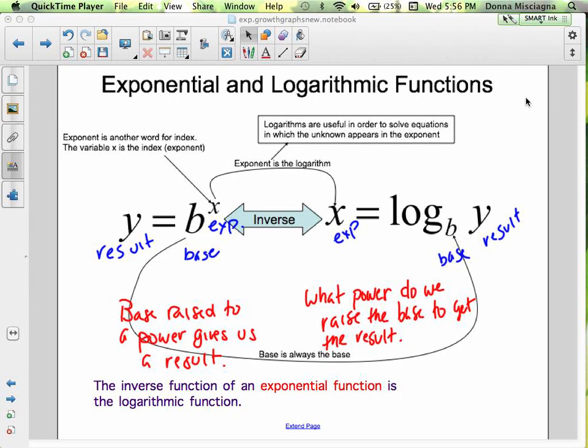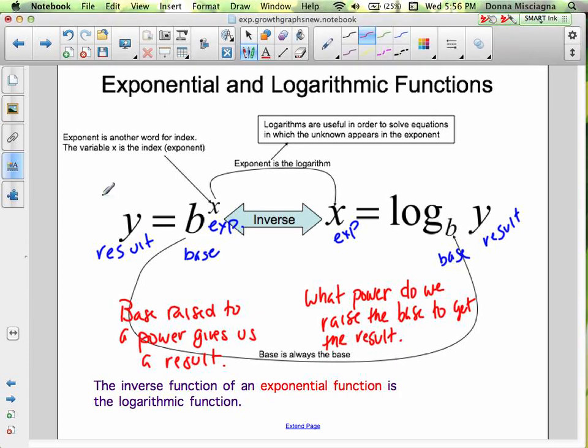So over here, and this goes with this. So we have a base raised to a power gives us a result. When we're looking at a logarithmic equation, we want to know what power do we raise the base to get that result. So the inverse function of an exponential function is the logarithmic function.